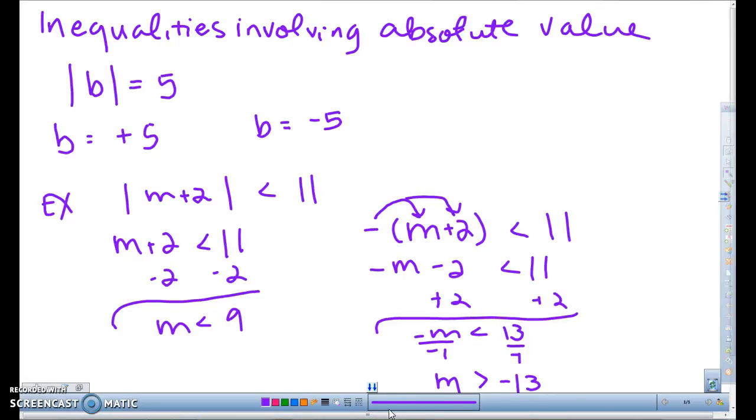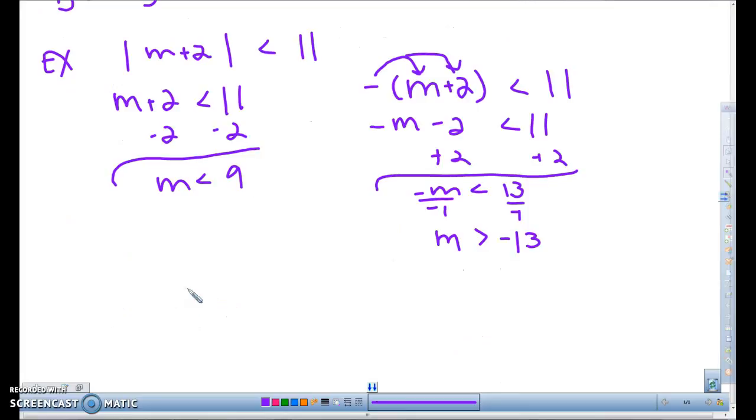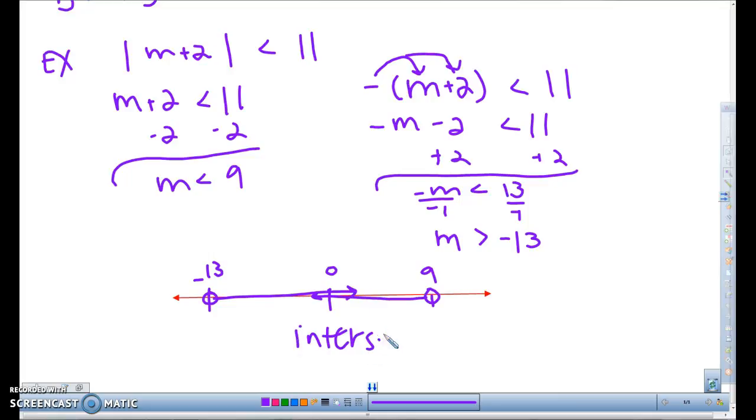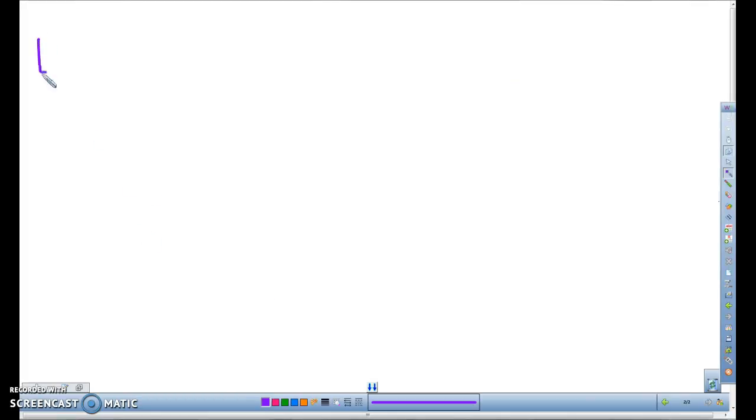Okay? If I were to graph these on a number line, here's negative 13, here's 0, here's 9. We know that m is less than 9, open circle, line going this way. We know it's greater than negative 13, line going this way. And I know that this is an intersection. I'm going to do one more with you before I turn you loose.